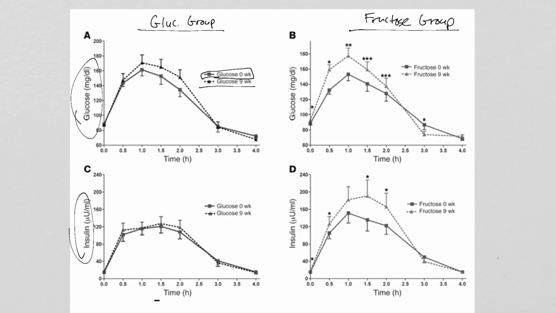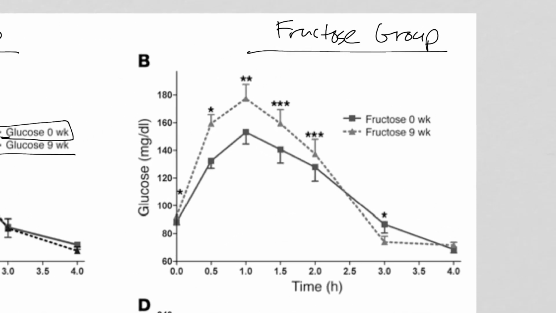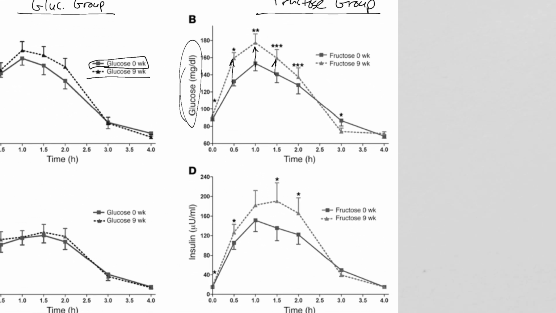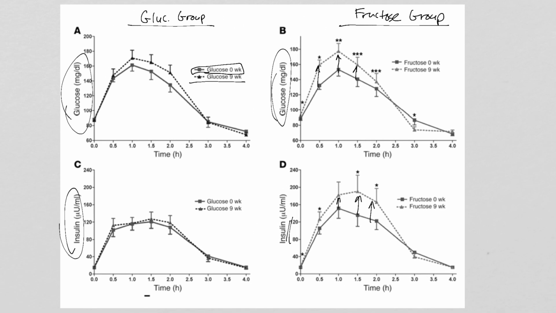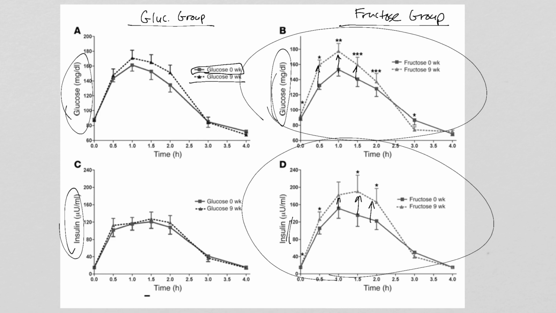The fructose group, on the other hand, when they came back 9 weeks later, they saw very significant differences, right? Increases in the amount of glucose that they had in their blood after the glucose tolerance test, and increases in insulin, right? So think back to the initial physiology of this. If you're showing an increased amount of glucose, that's this graph, and you're showing an increased amount of insulin, it just doesn't make sense. In a healthy person, if you gave them more insulin, you would expect their glucose levels to go down because that's what insulin does.